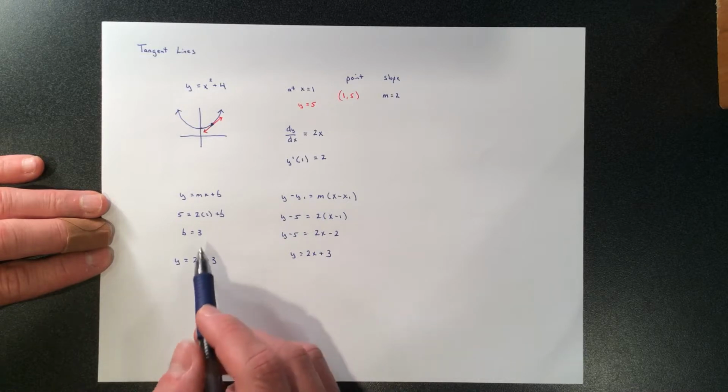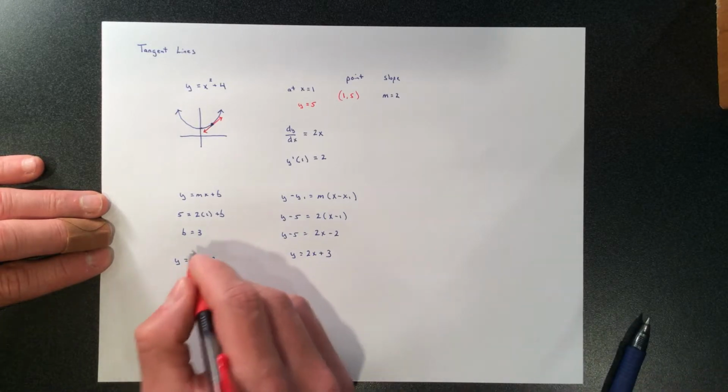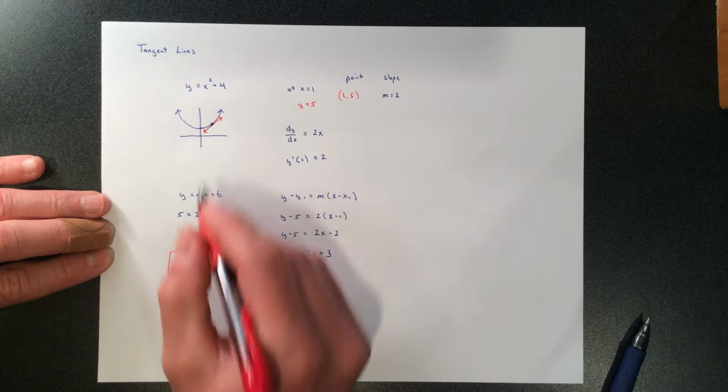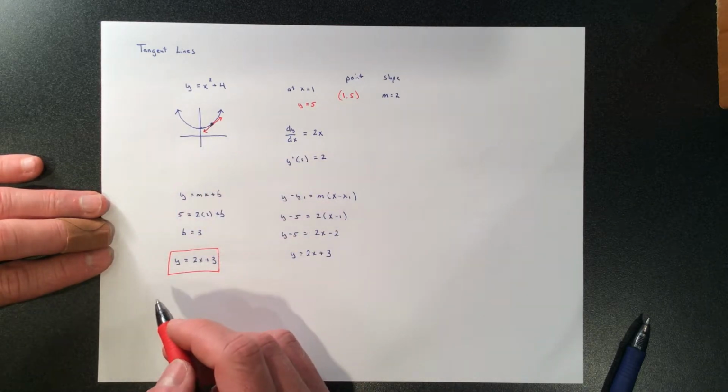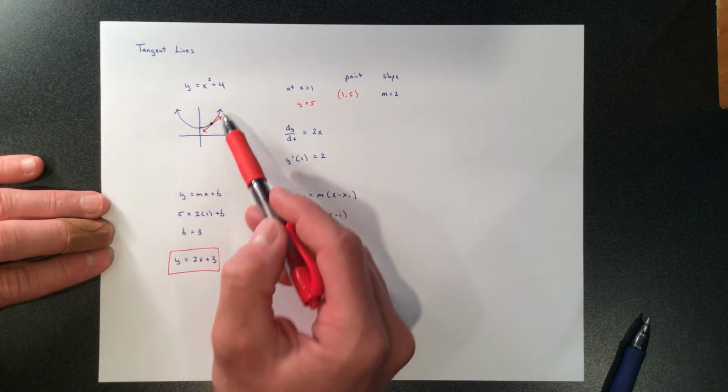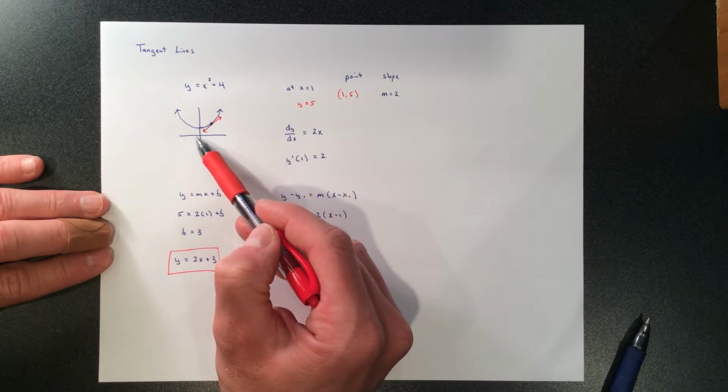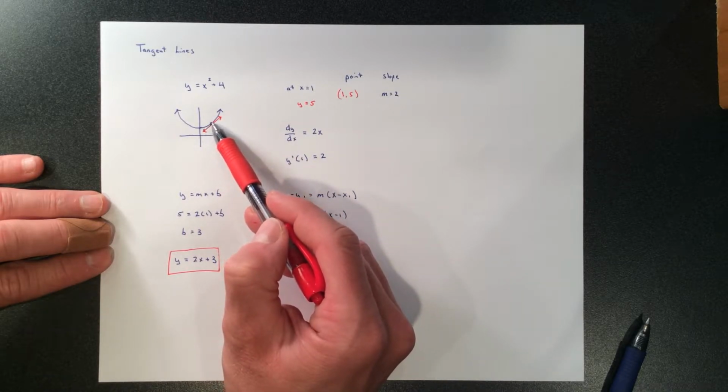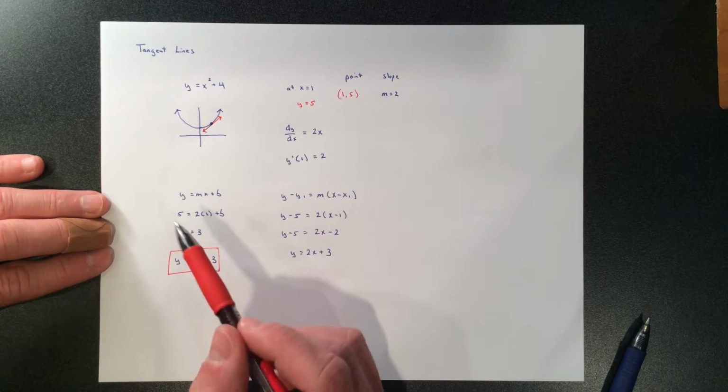Okay, so we have the equation of our tangent line. This 2x plus 3 is the equation for the red line. And again, the tangent line has the same slope as our curve at that point and just touches that point. And it, of course, does include that particular point.